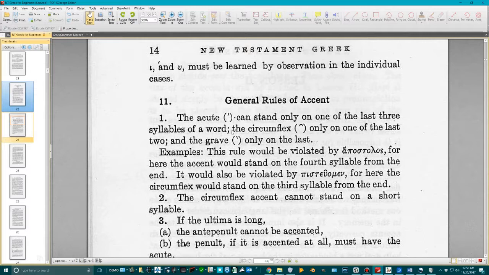Finally, the third and final accent is the grave. This will only be found on the last syllable, the ultima. You will not find a circumflex on the antepenult, and you will not find a grave on the penult or the antepenult.